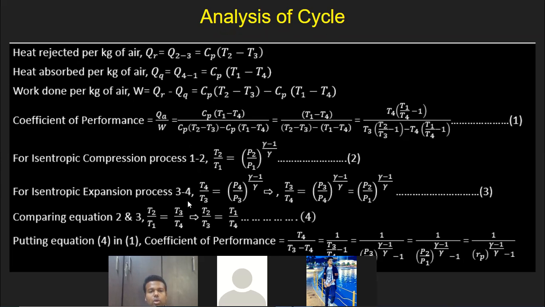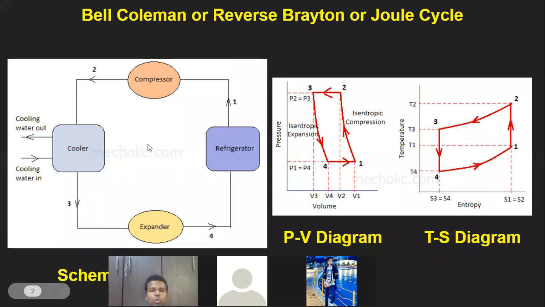Let us come back to this diagram. During process 2 to 3, air gets cooled. That means the air will reject heat. The air gets cooled only when it rejects heat. So when any object rejects heat, it gets cooled.